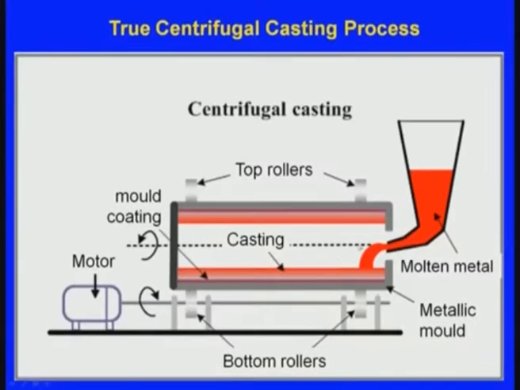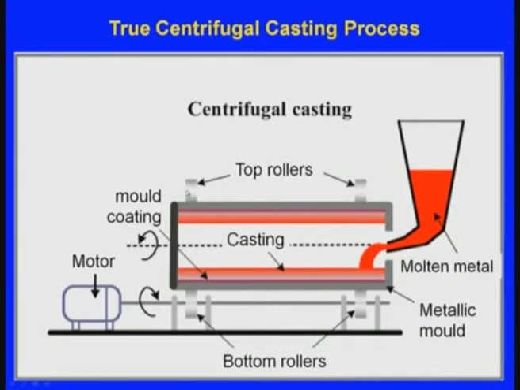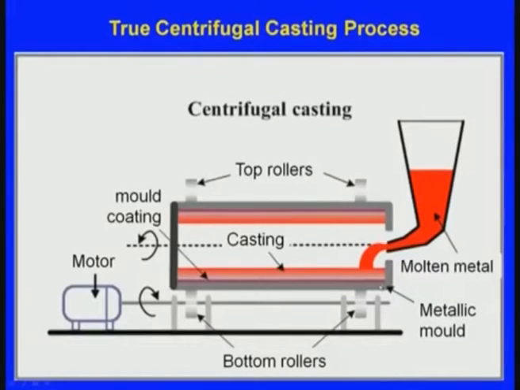Now here we can see the principle. Here the molten metal is being poured, and this is a metallic mold, a cylindrical metallic mold, and it is supported using rollers. Here there are the top rollers and here there are bottom rollers. As the top rollers and the bottom rollers are rotating, even this metallic mold will be rotating. It is at that time the molten metal will be poured into the mold, and during pouring the mold will be rotating at a predetermined speed, and this rotation continues till the molten metal inside this metallic mold solidifies. After solidification, the rotation of the mold stops, then we get the solidified cylindrical hollow casting.